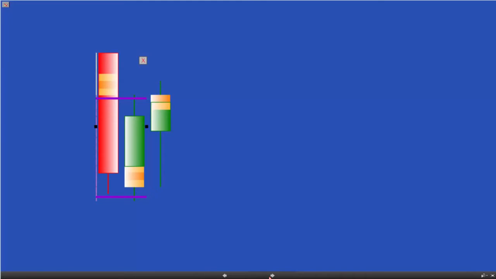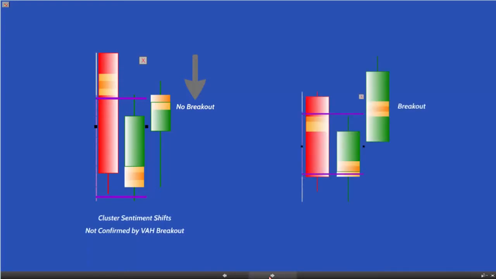No breakout, right? No breakout of the upper value price. In fact, we have this volume cluster, that orange thing, it's just jammed right up against it, right? To me, this looks like there might actually be buyers trapped in a quick pullback and it's about to reverse. So we have a cluster shift, but no breakout to confirm it. Okay, so compare that to this version. Make sense now? Great.